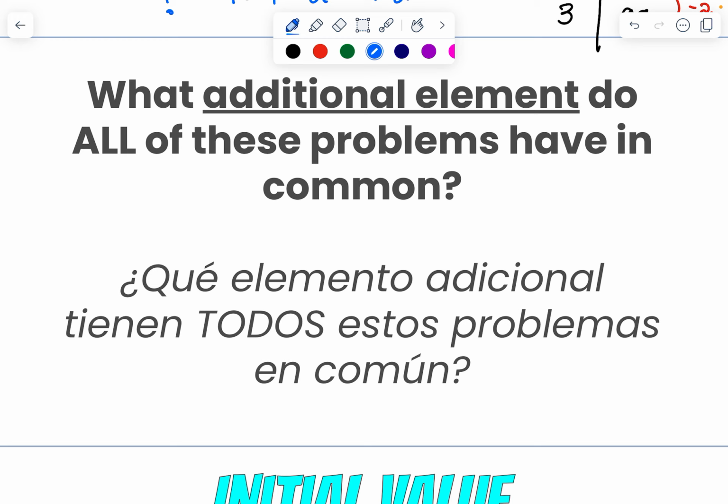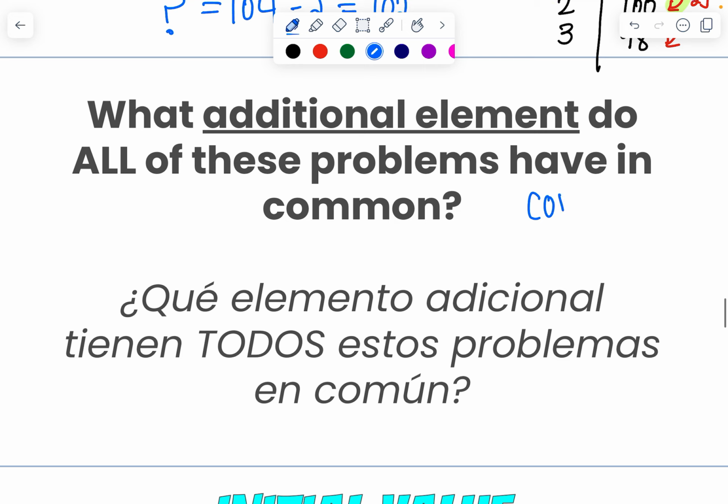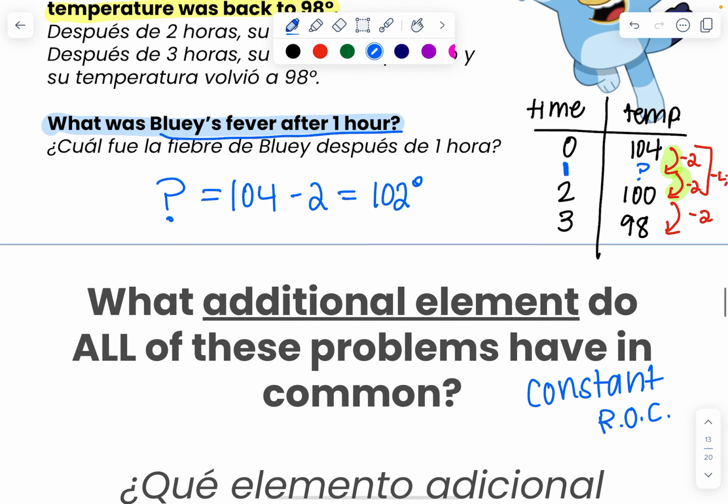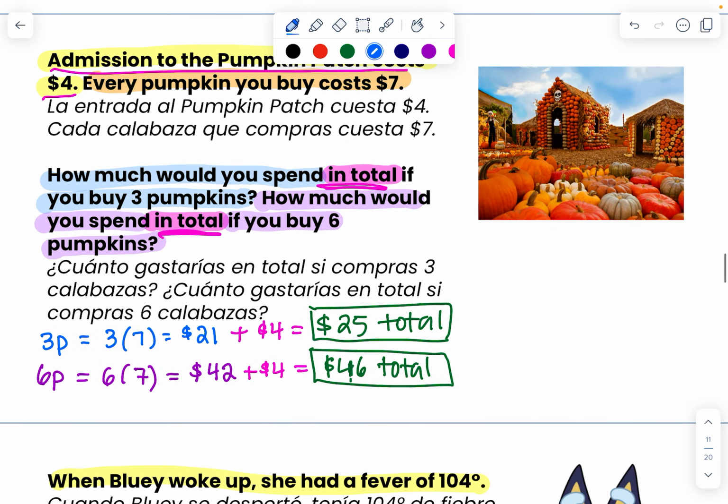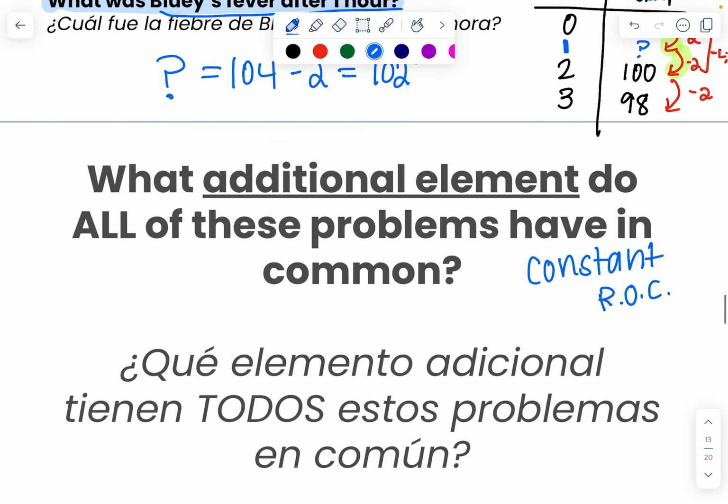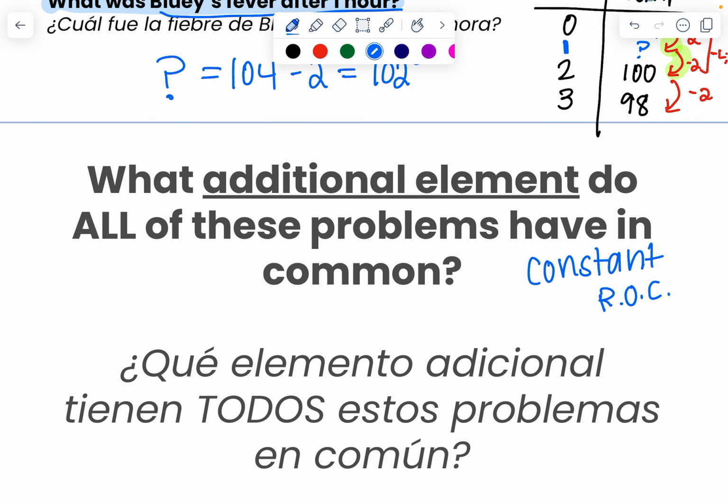So they still have the constant rate of change. That is the same, right? Like Bluey's temperature is still dropping by 2 degrees each hour. We still have the price of $7 per pumpkin. So that's still there. But I want to know, what is the additional element? So what stands out about the pumpkin patch? Well, like that I had to pay to get in.